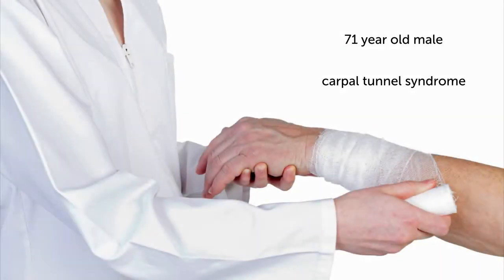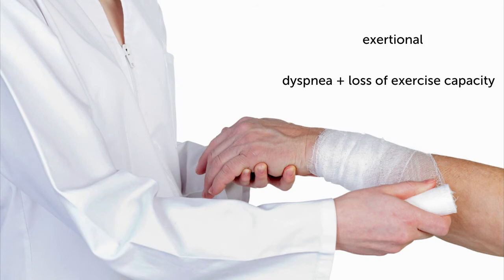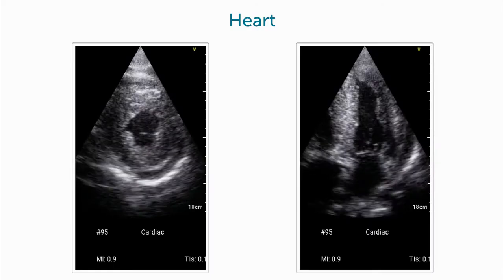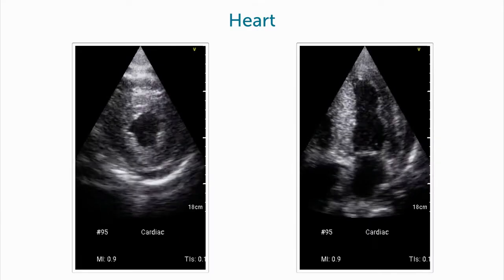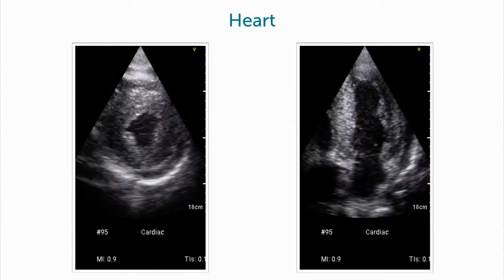And here we have a 71-year-old male who has carpal tunnel syndrome. He also reports dyspnea and loss of exercise capacity. This case also shows you that it is often important to combine lung ultrasound with echocardiography. So remember to also watch this module. Now, you perform an echocardiogram on him and you find this rather spectacular finding.